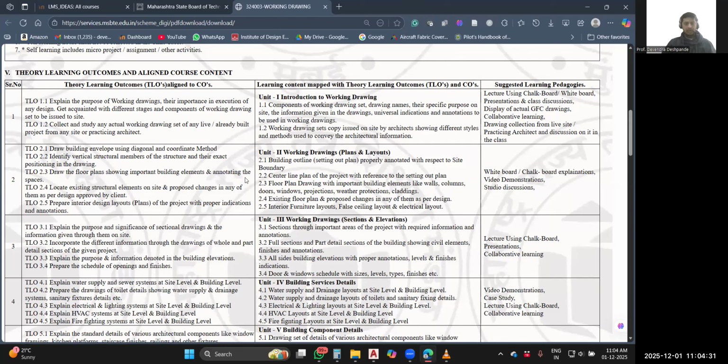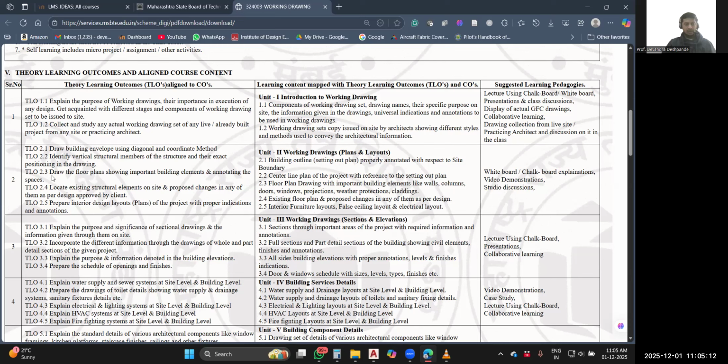So here the first theoretical learning outcome must be to draw the building envelope using the diagonal and coordinate method. So here we are going to see how to lay the center line plans for footings, how to demarcate the site itself at the very first stage, how to develop a coordinated drawing for laying the foundation and so on. The second is to identify vertical structural members of the structure and their exact position in the drawing. That is basically the columns.